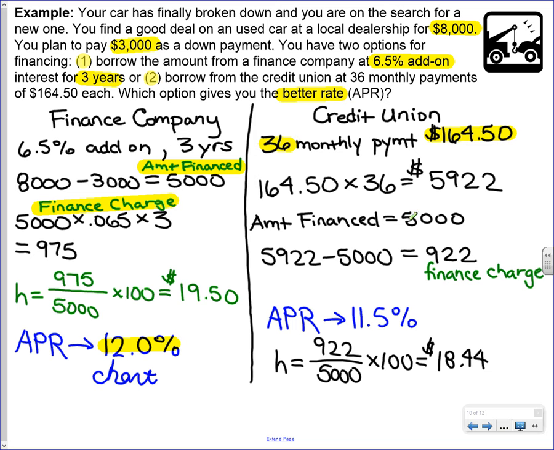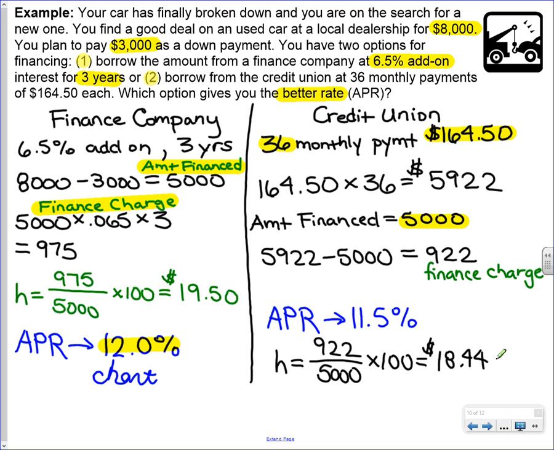Now I know I financed $5,000, right? To find the finance charge, I just subtract these two, because that tells me how much more I'm paying than what I actually financed. So I paid $922 in finance charge. Of course, I still financed the same amount because I had the same down payment for either option. So now I do 922 divided by 5,000 times 100 and I get 18.44.